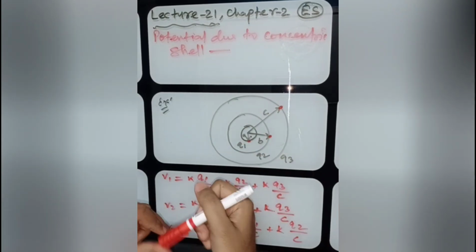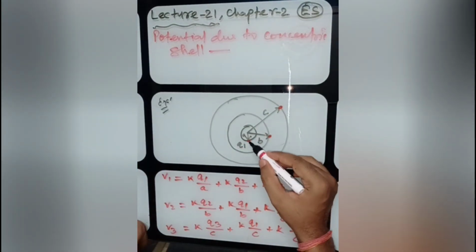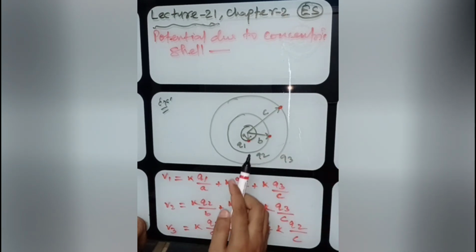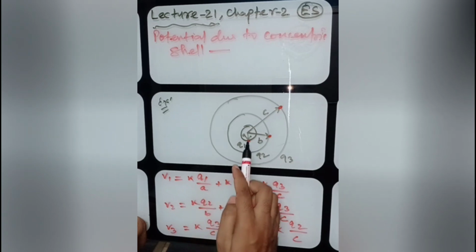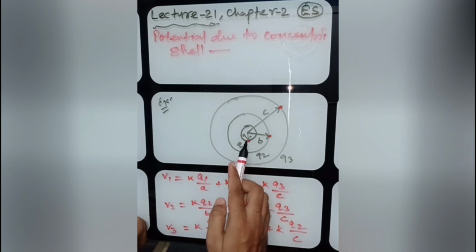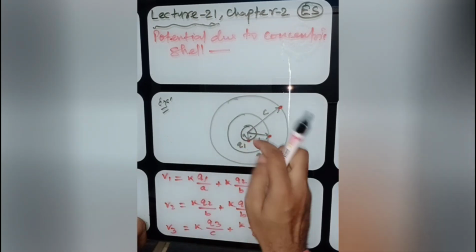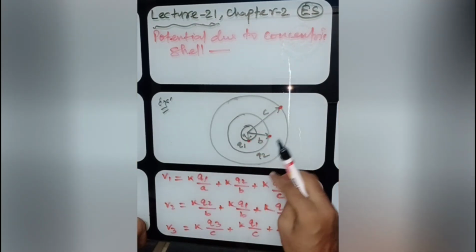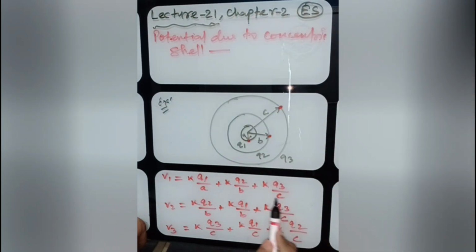Now students, look here and compare your answer. At point 1, due to this cell it will be K Q1 by A, but this cell is inside cells 2 and 3 also. Due to 2 it will be K Q2 by B, and due to the third cell, inside this cell everywhere the potential equals the potential at the surface, which is K Q3 by C.